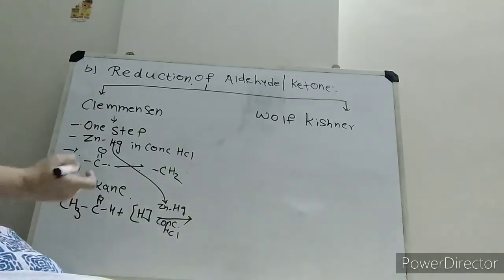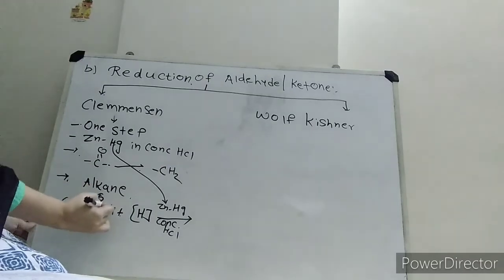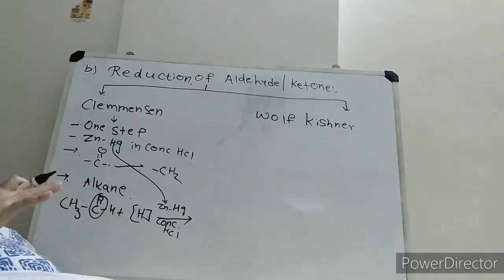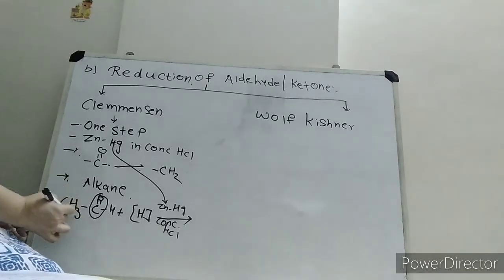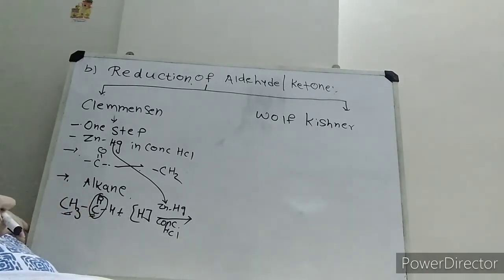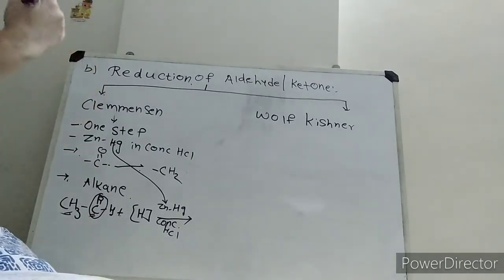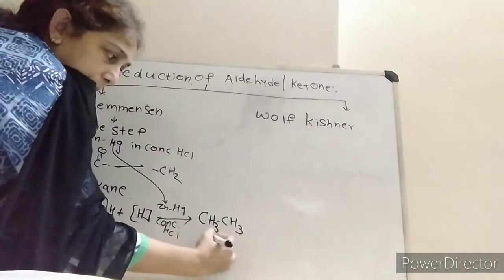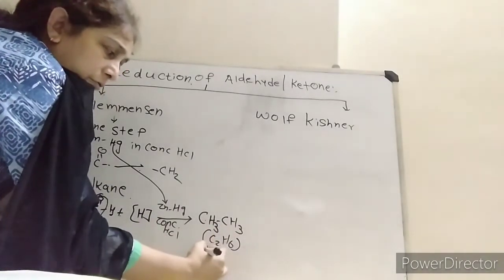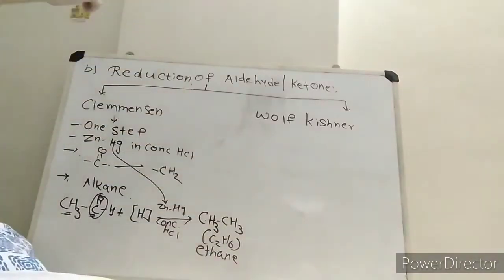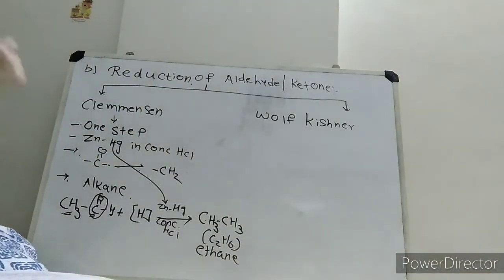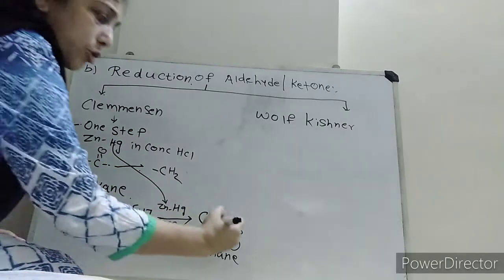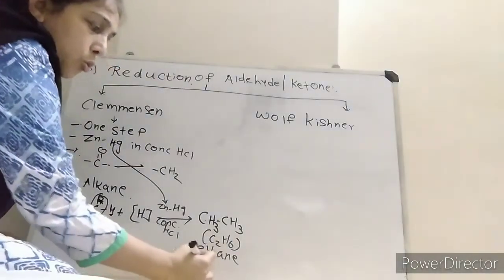Now, what do we get? This carbonyl carbon changes to CH2 first of all. Then this CH3, this CH2 and this hydrogen are added, to form ethane first, CH3CH3, which is C2H6, ethane. Plus, what else do we get? What about this oxygen? This oxygen combines with hydrogen to form a water molecule, H2O.